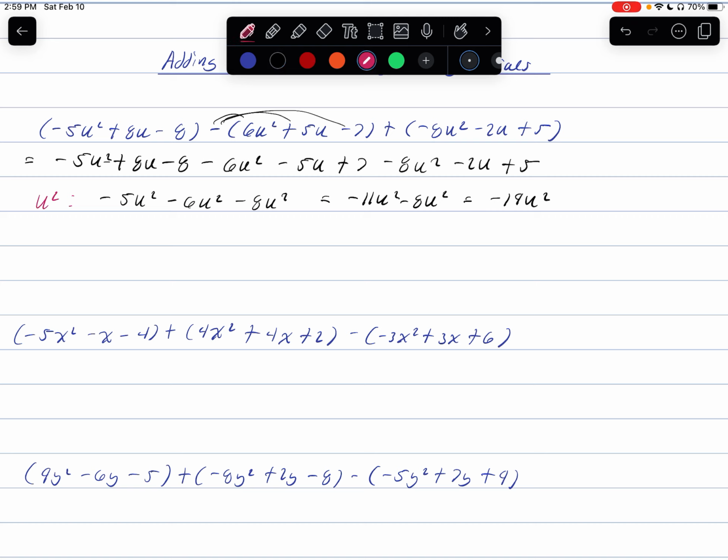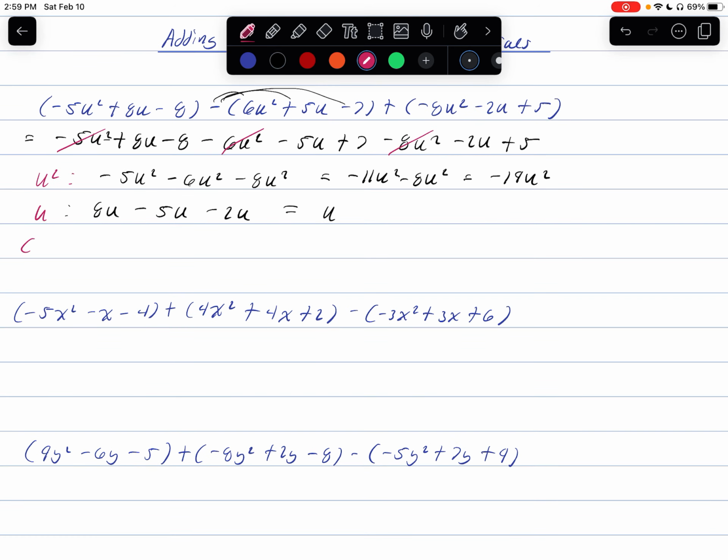And then for our u terms, okay, and what I'm going to do too is I'm going to go up here and just cross out that we've gotten the u squared terms done here. Okay, for our u terms, we have 8u, and we have minus 5u, and then we're going to have minus 2u. Okay, so 8u minus 5u, that's 3u, and then if we take 3u minus 2u, we're just going to end up with u.